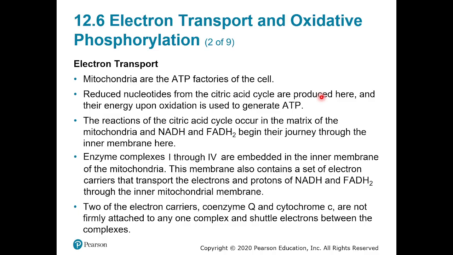So let's talk about the electron transport real quick. We have the mitochondria. These are going to be ATP factories of the cell, if you will. Okay? Quite literally. This is going to reduce nucleotides from your citric acid cycle. They're going to be produced there. The energy upon oxidation is then going to be used to generate ATP.